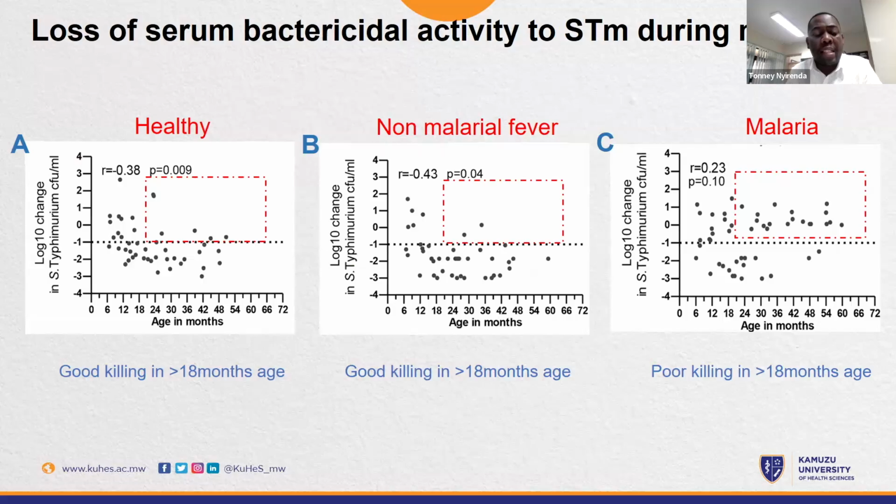So we assessed what we had seen in the context of age, and we found that if you consider C, at 18 months or so going onwards, you have a good number of those that were not able to kill, and I've highlighted these in the dashed box. So you see a good number of them not killing well. There's poor killing that you see. In B is non-malarial fever. For those older than 18 months of age, they are generally killing very well, and this is comparable to those that were healthy.